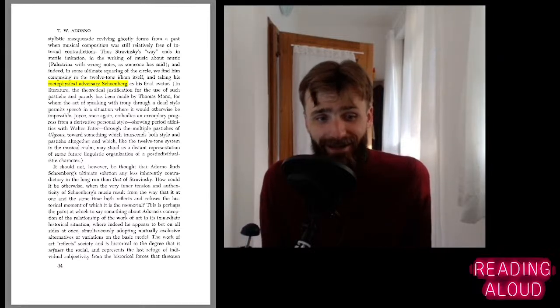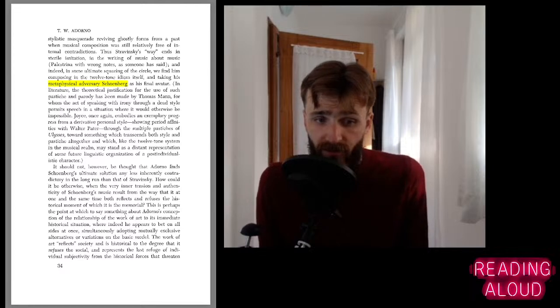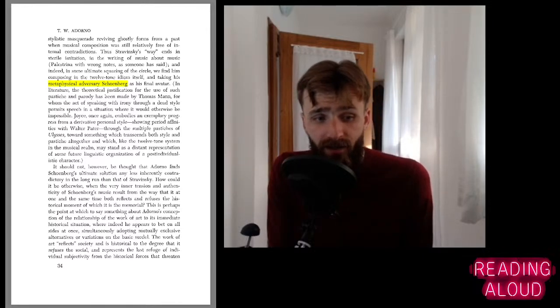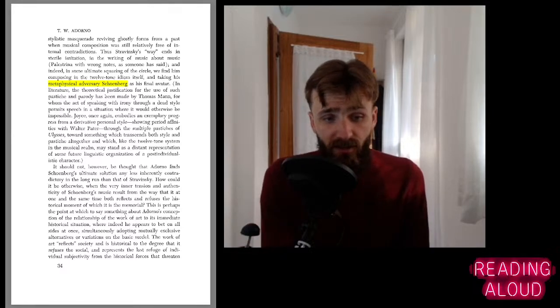It should not, however, be thought that Adorno finds Schoenberg's ultimate solution any less inherently contradictory in the long run than that of Stravinsky. How could it be otherwise, when the very inattention and authenticity of Schoenberg's music result from the way that it at one and the same time both reflects and refuses the historical moment of which it is the memorial?